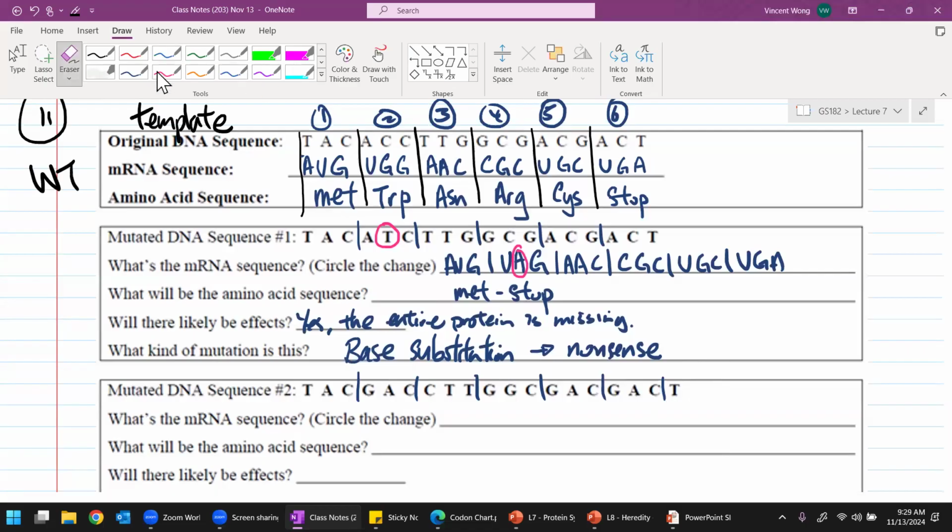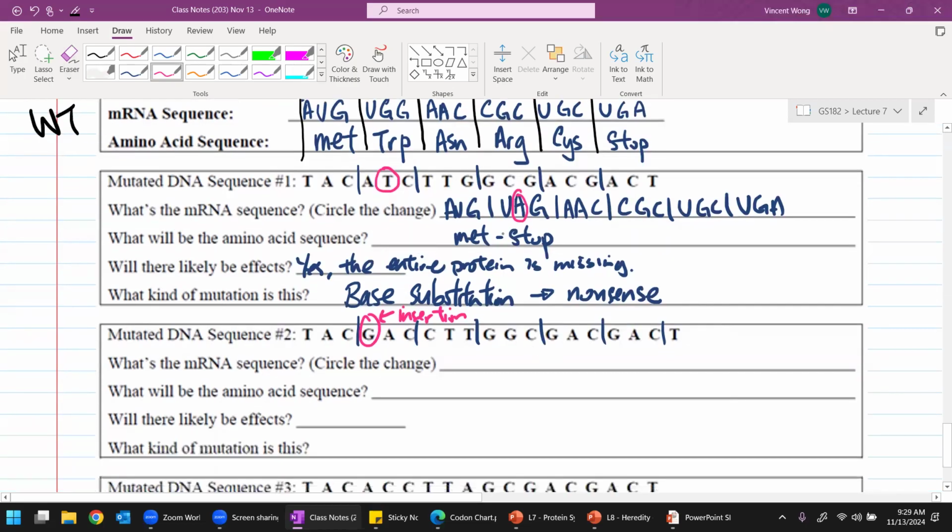It's an insertion. So what actually happens is you've inserted an extra G in it, okay? Extra G. So now, if we do the transcription, you just follow the base pairing rule.